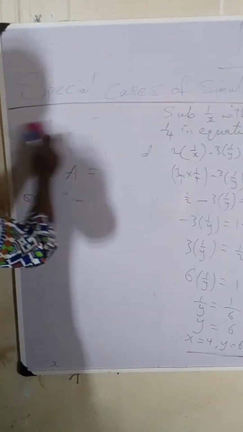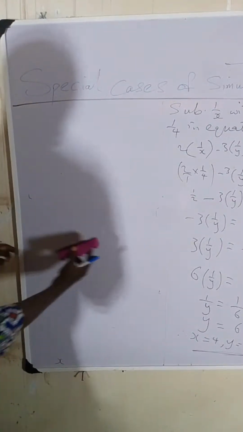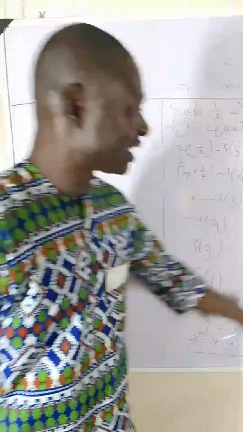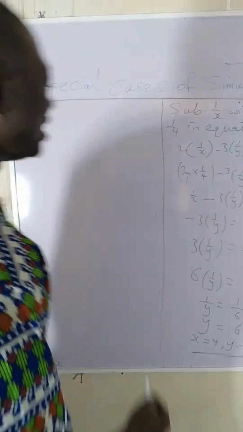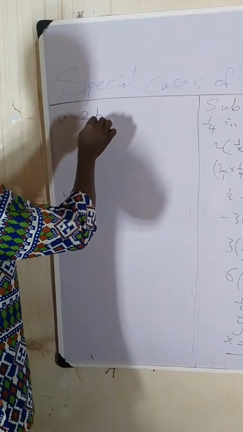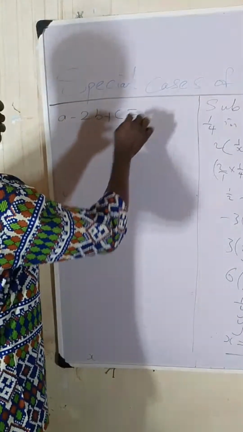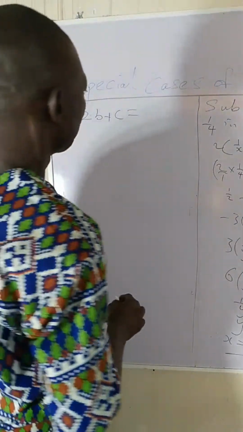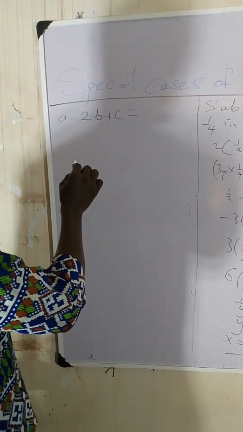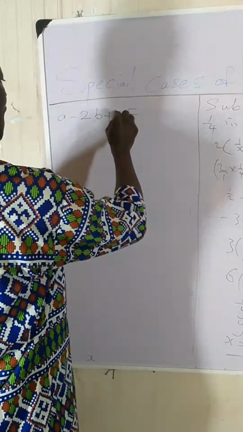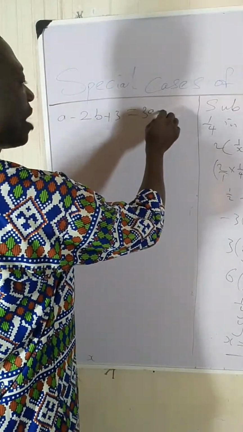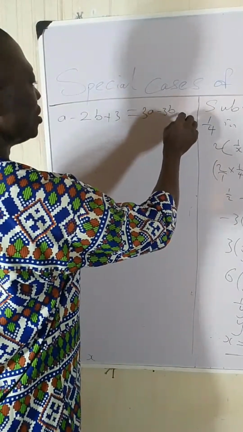If 1 is doubled, then what we mean is that a question there will help us to solve and show how actually it can be written. The question we have here is A minus 2B plus C is equal to A minus 2B plus 3 is equal to 3A minus 3B is equal to 1.